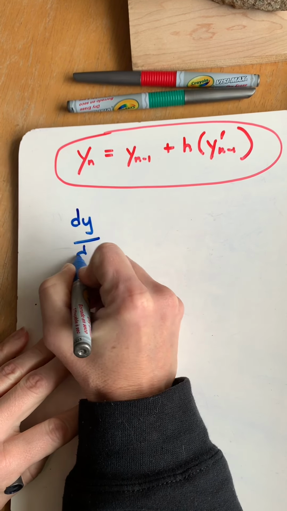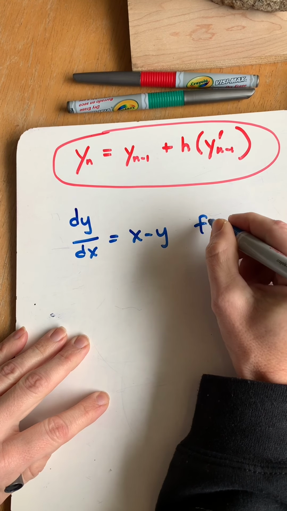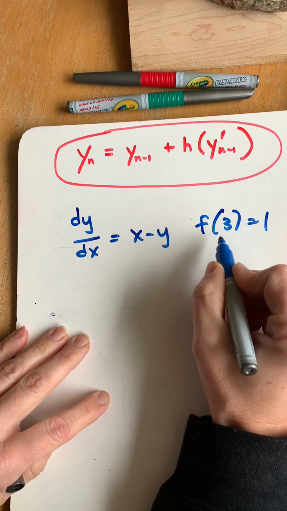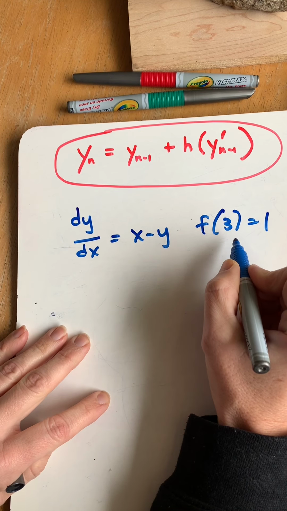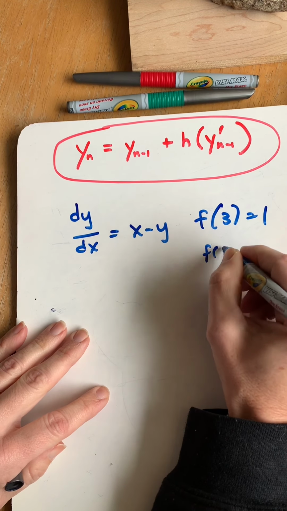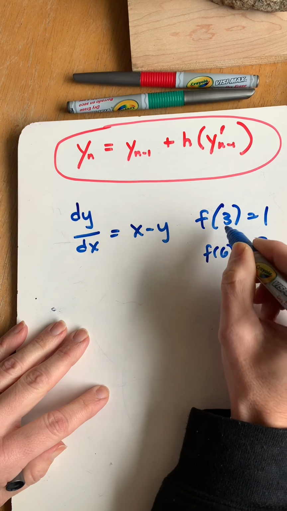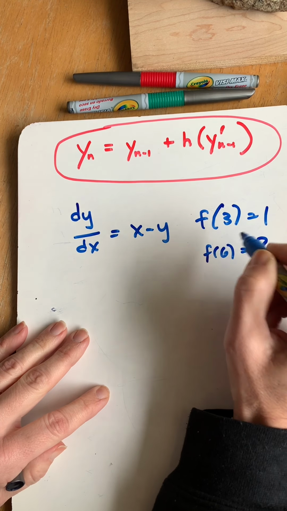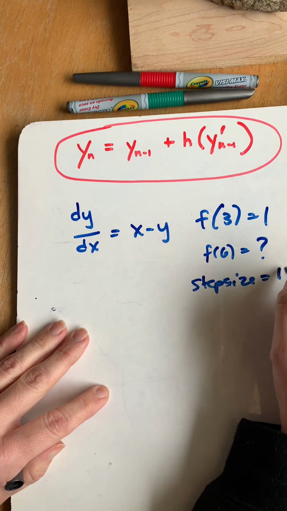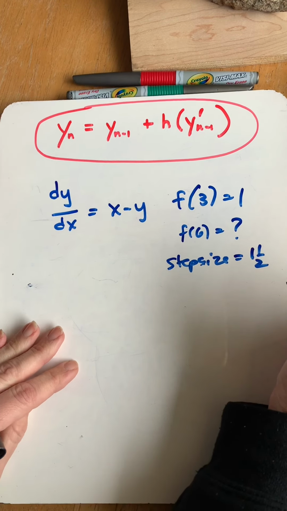So my first one says dy/dx equals x minus y. Find f of 6, given f of 3 equals 1. They want me to use Euler's method with 2 steps of equal size to get to f of 6. So what is our step size going to have to be? It can't be 1, because then I would go to 4 and then 5. My step size is going to have to be 1.5, because they only want 2 steps of equal size.